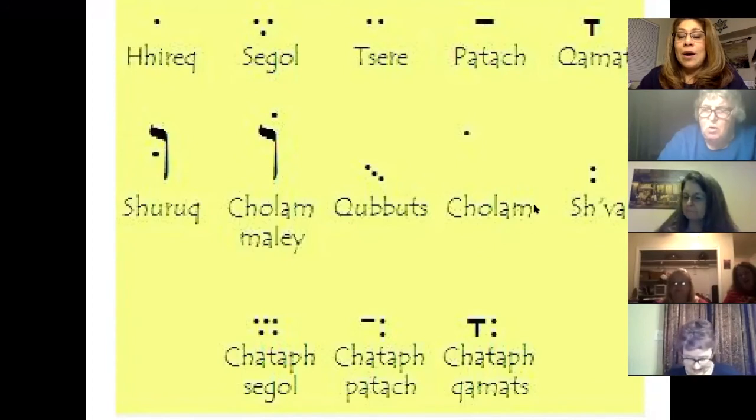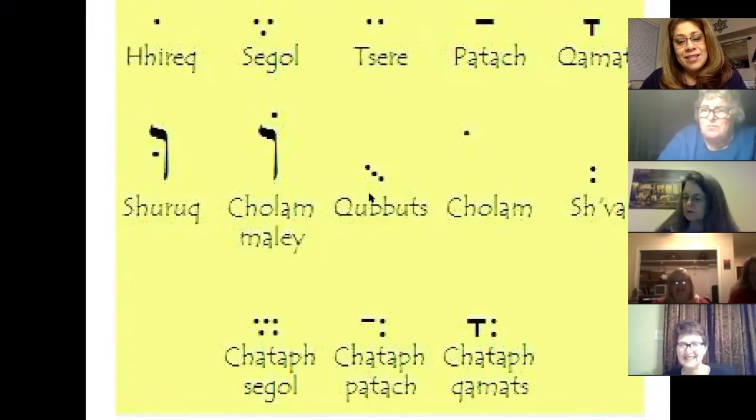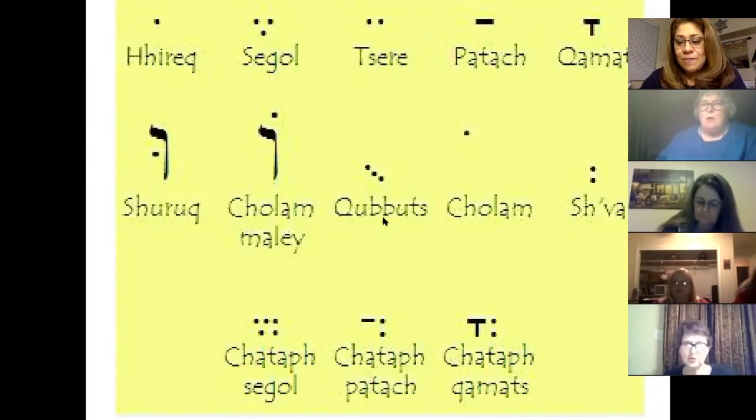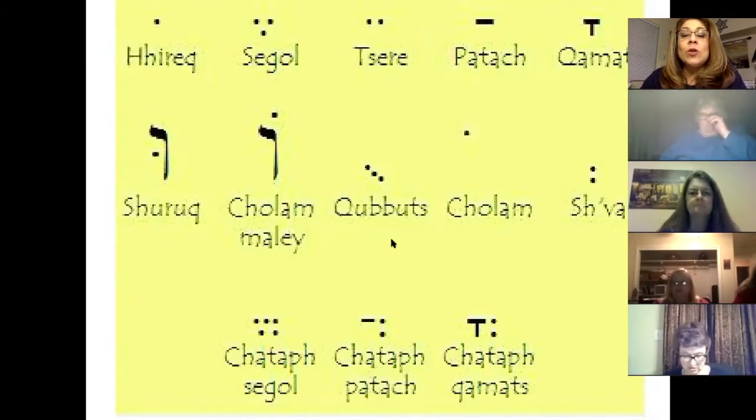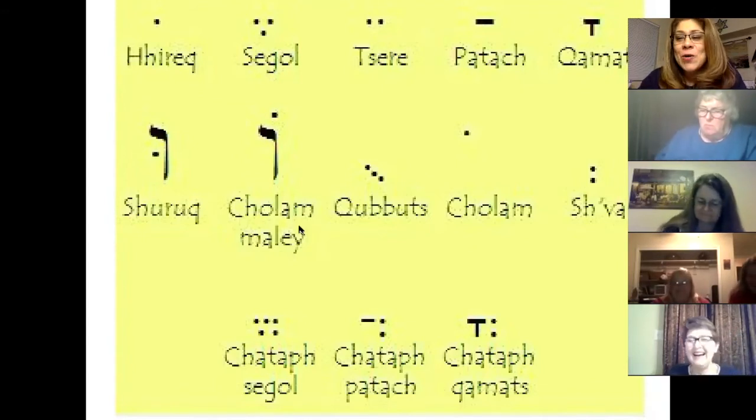Cholam. It's the O sound. Very good. Kubuts. No, not kubets. We said that. We're not doing bets or jets. It's kubuts, and it has the oo sound. Kubuts. There you go.